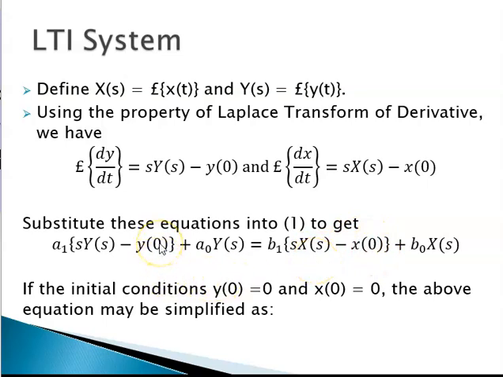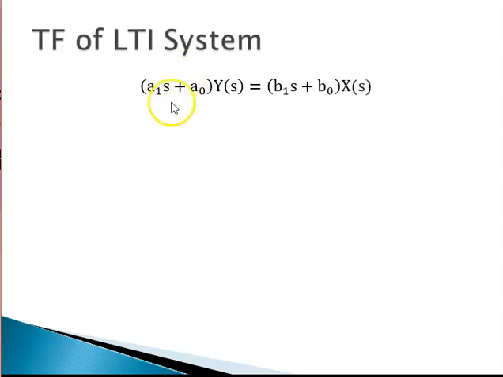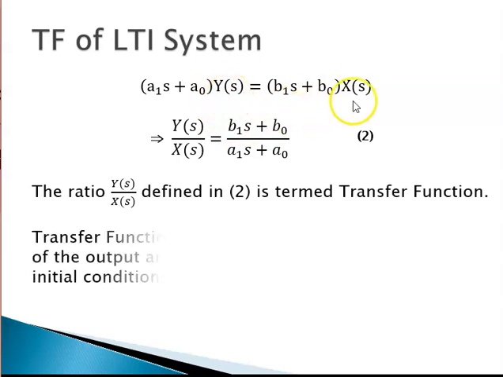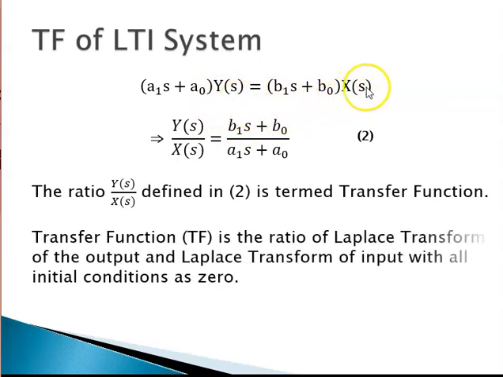That is, at time t equal to 0, y of t is 0. At time t equal to 0, x of t is equal to 0. If these two quantities are 0, then we may simplify this whole expression as shown here. A1s plus A0, B1s plus B0, both operating on Y(s) here, X(s) here. Then you can take this X(s) onto the left hand side and this A1s plus A0 onto the right hand side to write this equation 2. The ratio of Y(s) over X(s) given in this equation 2 is called the transfer function.